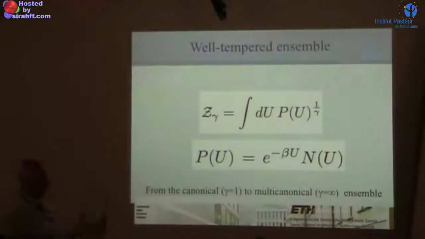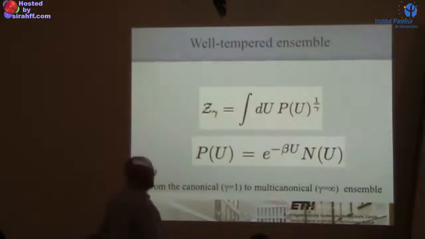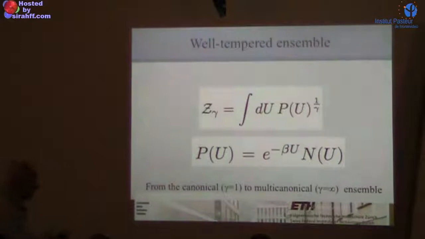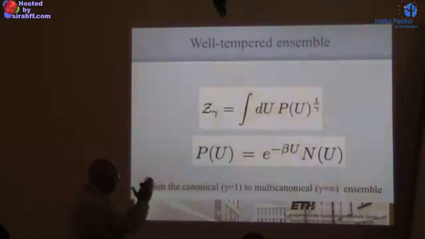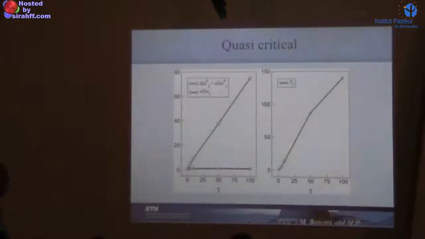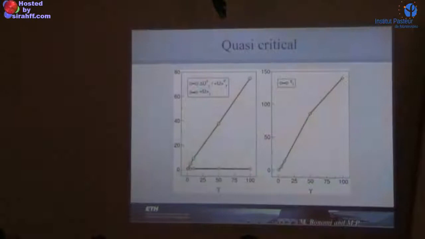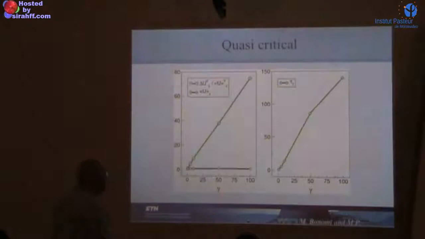If I have gamma equal to 1, I'm in the good old canonical ensemble. If gamma is infinity, you get the so-called multicanonical ensemble, where all the energy states are equally probable. In between, by using gamma, we have learned before that I can take the sharp P of U distribution and broaden it by increasing gamma. We can do the same here, and you see that it does work. Looking at an easy model, the kind physicists love and cherish, we can look at the fluctuations of the energy. Increasing gamma increases the fluctuations, but, so beautifully, the average energy doesn't change considerably.